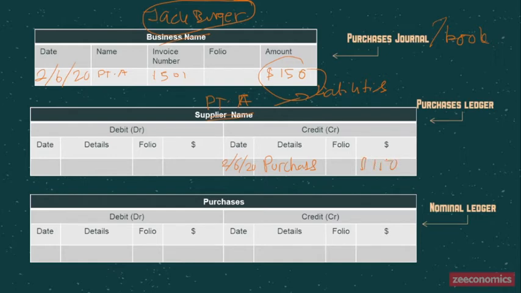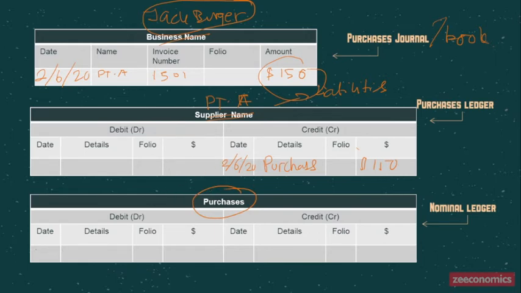Okay, now number 2, at the end of the month. Debit the purchases account in the nominal ledger with the purchases journal total. Let's assume this is the total amount of your purchases book for 1 month. Now we already have the credit entry for this double entry system. The other entry that we need to make is on the debit side, which is the purchases, because purchases increase on the debit side.